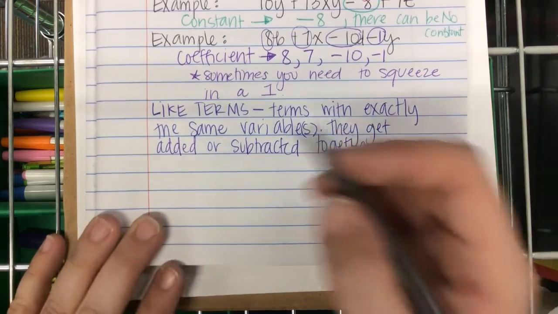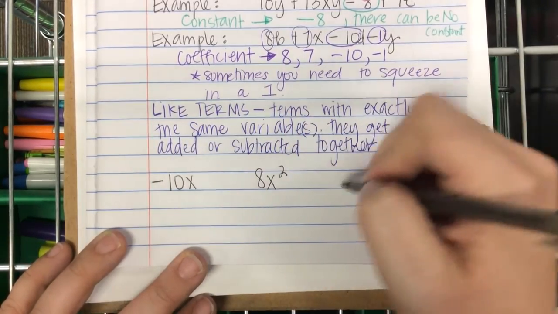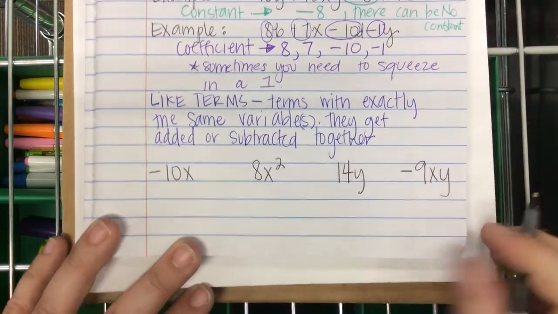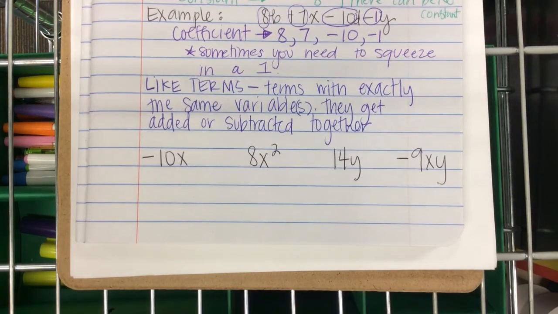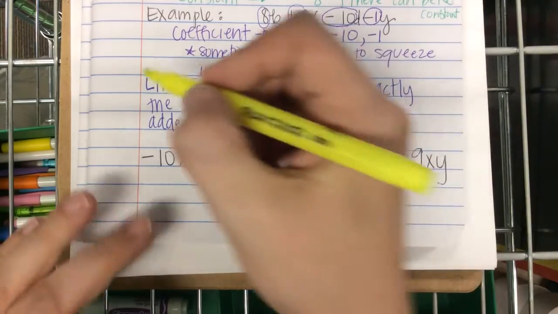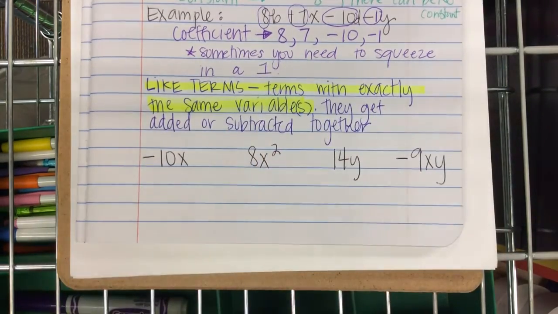Are you ready? In the first row, negative 10x, 8x squared, 14y, negative 9xy. Are any of those exactly the same? Negative 10x, 8x squared, 14y, negative 9xy. Are any of those exactly the same? Yes, no? No. We're looking for terms with exactly the same variable or variables.